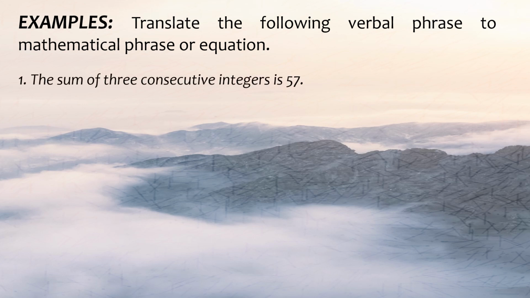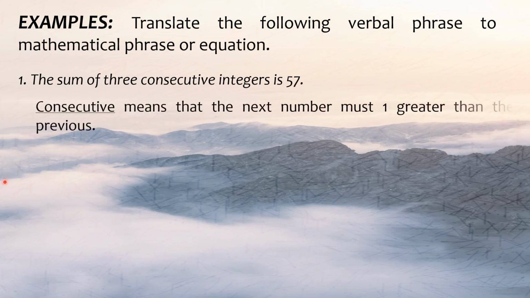So let's have first this one. The phrase: the sum of 3 consecutive integers is 57. So sabi dyan, the keyword is sum or sum of. Ibig sabihin, addition yung gagamitin nating symbol. And then ang nakalagay dyan is 3 consecutive integers. Kapag sinabing consecutive, magkakasunod na number. Tatlong magkakasunod na number na ang total nila ay 57.